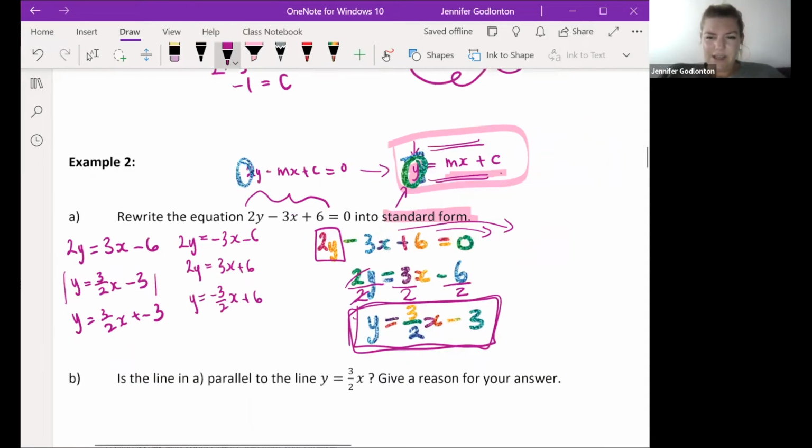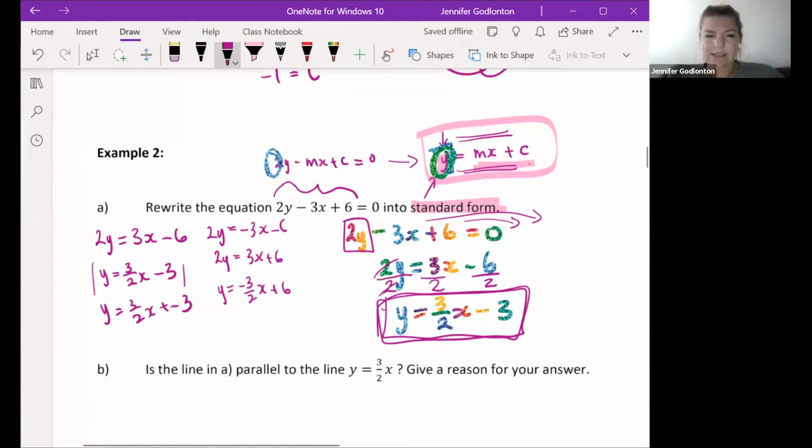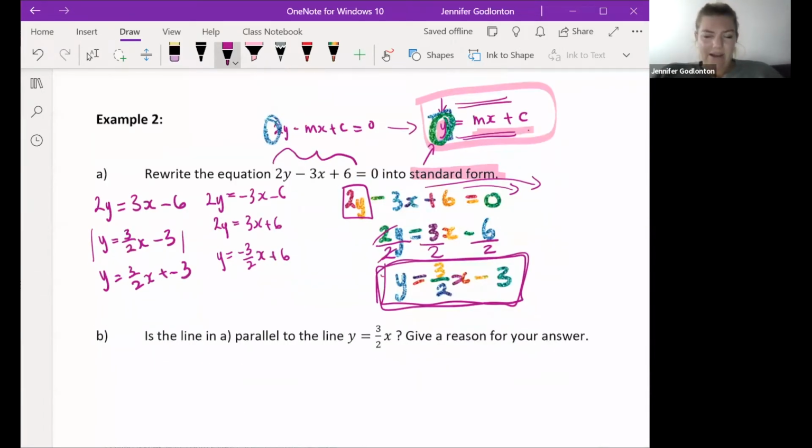Okay, so now let's look at the second part of this question. It says, is the line in A, the line we've just figured out, parallel to the line y equals 3 over 2x? Give a reason for your answer. So I want to know, are these two lines parallel? Is the line y equals 3 over 2x minus 3 parallel to the line y equals 3 over 2x? Yes or no? Are these two lines parallel?